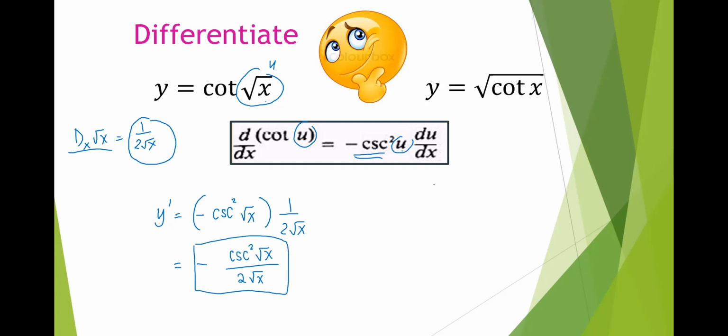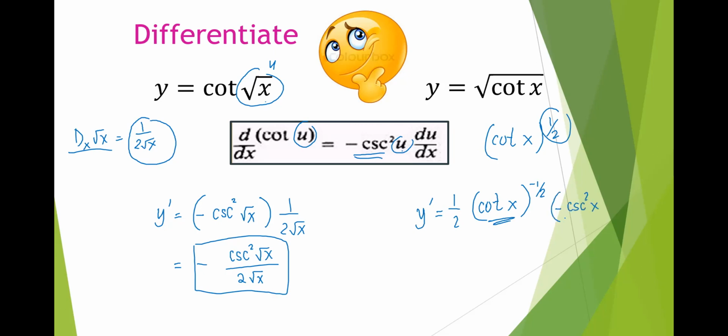Okay. For the other side naman, this is actually cotangent x raised to 1/2. So again, we have an expression being raised to a power. Pagka ganun, expression being raised to a power, we remember the chain rule. So y prime, chain rule, bring down the exponent, copy the base, raise to exponent minus 1. So 1/2 minus 1 is negative 1/2 multiplied by the derivative of your base, which is negative cosecant squared x.